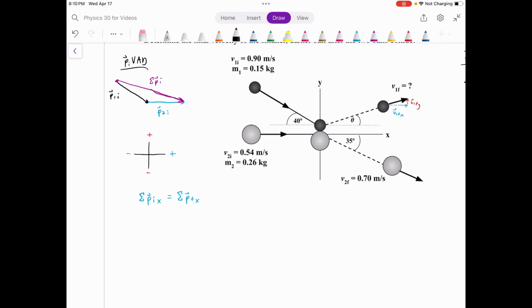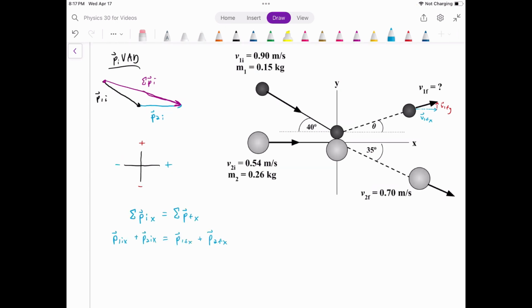But look at the situation we're dealing with here. We've got 2 balls initially. So the total initial momentum in the x-axis will be ball 1's initial x momentum plus ball 2's initial x momentum. And that's going to be equal to, well, once again, afterwards, we still have 2 separate objects. So the total x momentum final is the x components of their final momentum added together. Okay, that's the basic starting point. That's the situation we're dealing with.